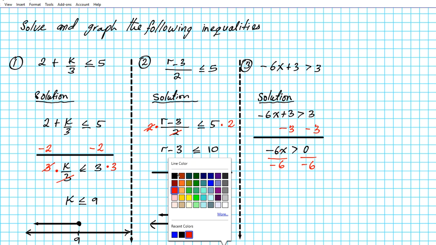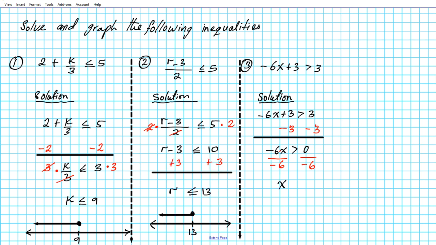Alright, what's the answer going to be? You're going to have x. Now remember, when you're solving inequalities, if you divide by a negative, you're flipping the inequality sign. So greater than becomes less than, and then 0 over negative 6 is simply 0. So there goes your solution.